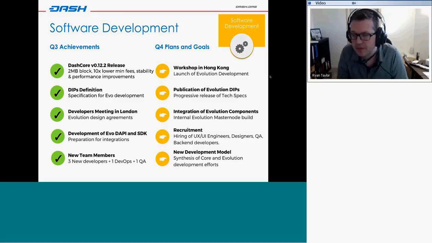The most recent would be the 12.2 release, which we just released a couple of days ago. That was our first major core release in about 9 months. Among other things, it lowered the fees 10 times, and we have now introduced 2 megabyte blocks just as soon as that activates in the majority of the network updates.